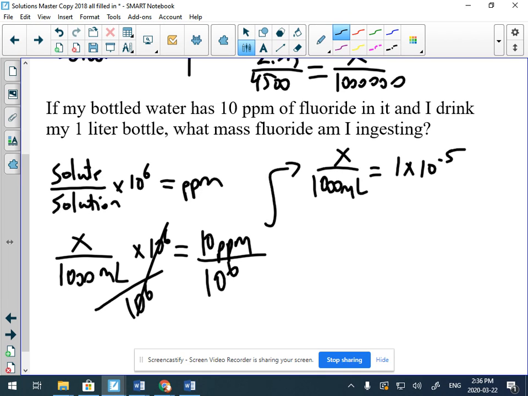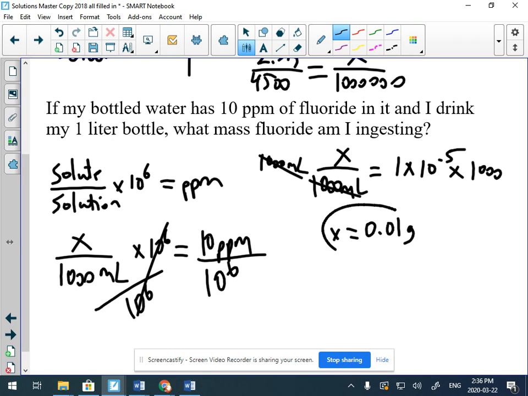Okay, now how do we solve for this? Well, we got to get rid of 1,000. So I'm going to times both sides by 1,000. Boom, I get, I hope this is right, 0.01 grams. You can check yourself before you wreck yourself too by going backwards and double checking that. If 0.01 divided by 1,000 times a million, that should be equal to 10, and lo and behold it is.